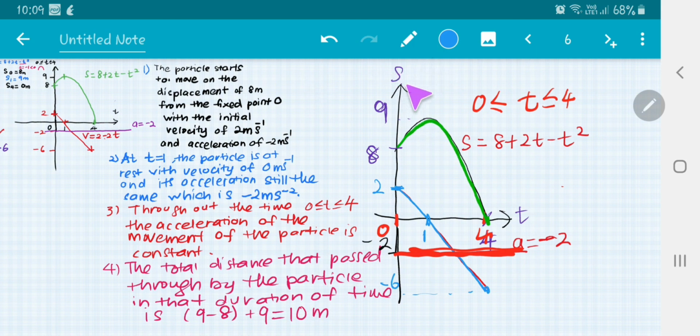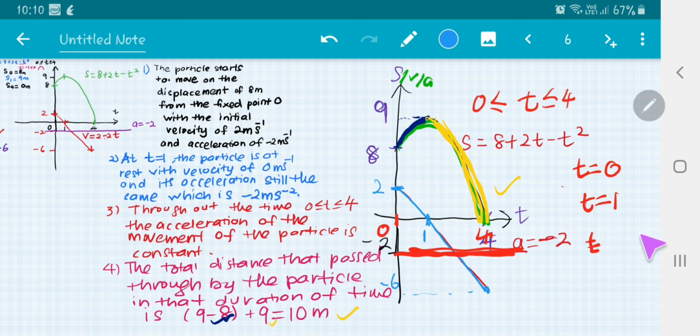Okay, so this is the SVA graph. So in this displacement graph, this part, here to here, 9 minus 8, 1 meter, and then this part, 9 meter plus 9. Then total distance becomes 10 meter. Okay, alright. So this is how you interpret the graph. So the technique is, take 3t: the start time, the time when the graph is maximum or minimum, see what happens, and then the end time, the end of the motion.